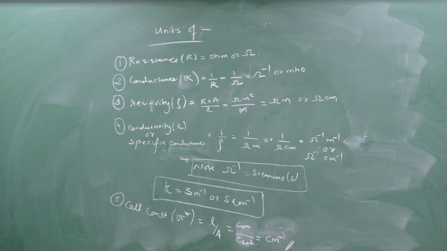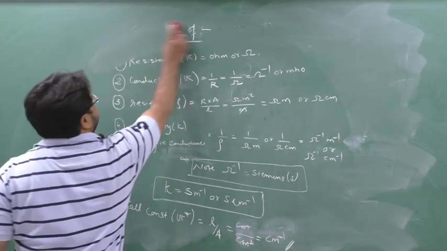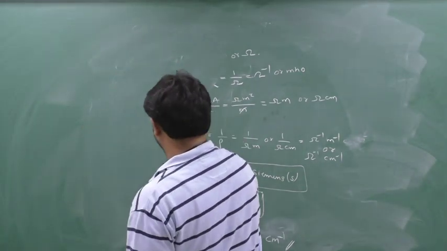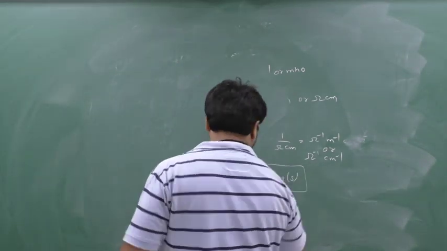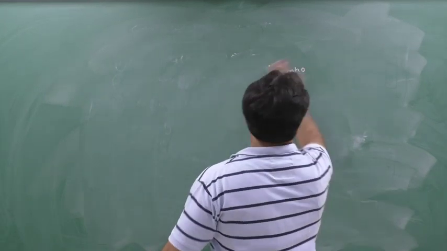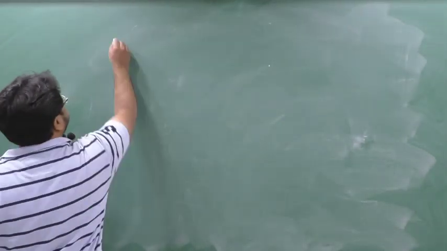Clear? So these are the 5 points. Clear? Copy out. I hope you have taken a screenshot. Now next we will go by defining the kappa. So you can make a point. It's a definition of kappa.